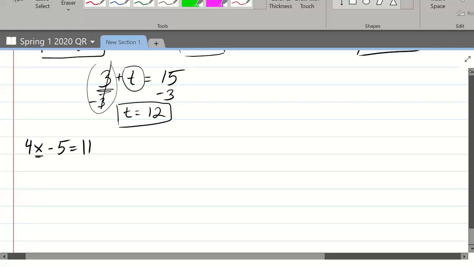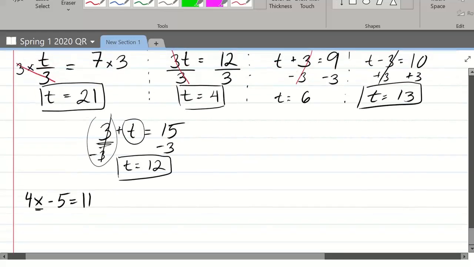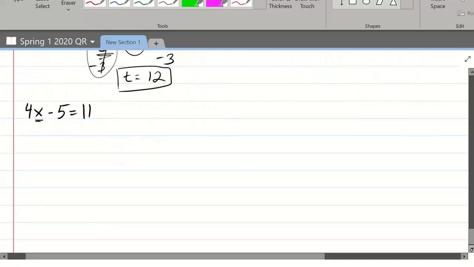Just like our previous one right here with the 3t, to get t by itself, we have to divide by 3. But in this case, this is not just 4t, we have a minus 5 over here, right? So we have to get rid of the minus 5 first, to get rid of everything furthest away from the variable, right? Plus 5 on both sides, that's how you get rid of the 5.